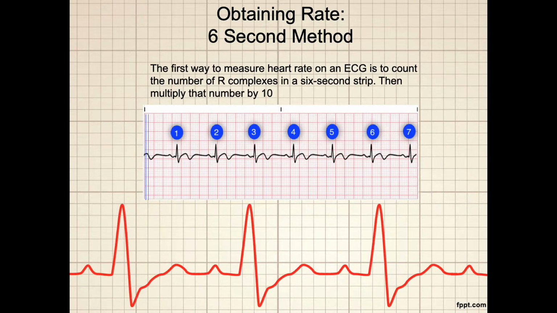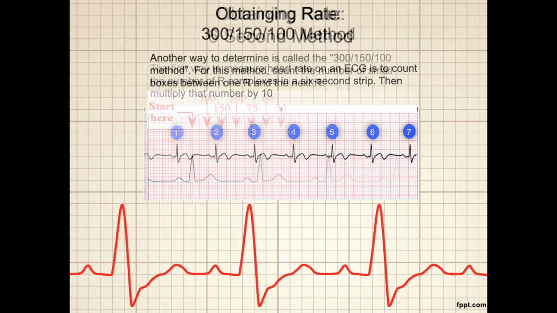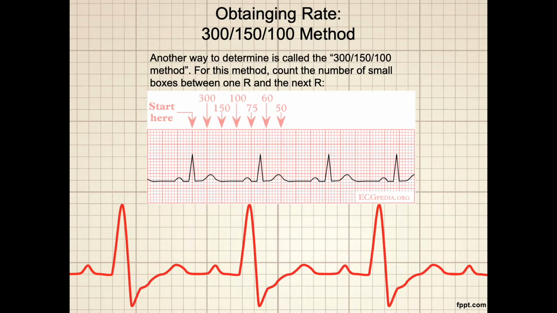In the 6-second method, you simply count out the number of R wave deflections in a 6-second strip, multiply that number by 10, and get a rough estimate of what the rate is. With the 300, 150, 100 method, what you do is you find an R wave that is very close to one of the large boxes. You use that as your starting point. Then, for each large box over, you label it with one of the following rates, going from left to right: 300, 150, 100, 75, 60, and 50.